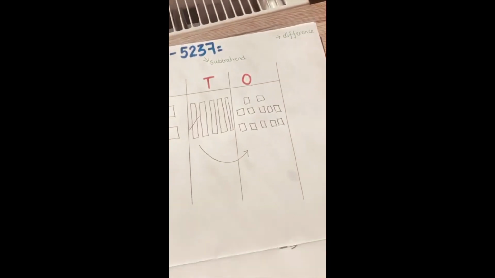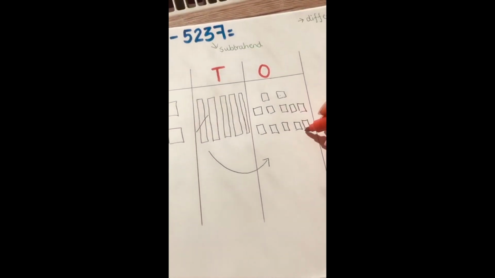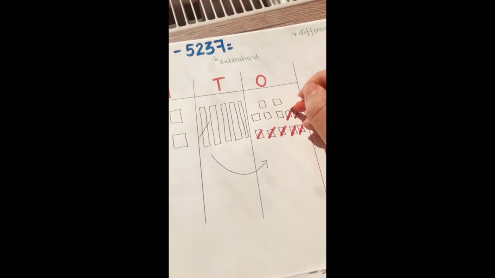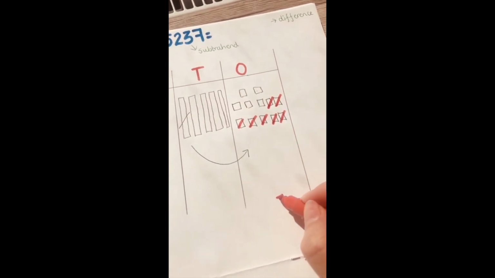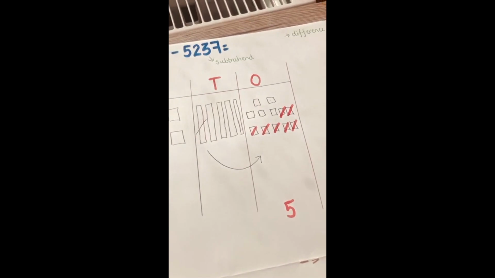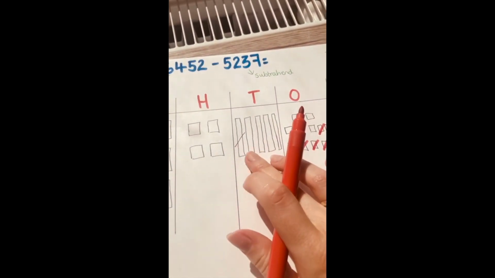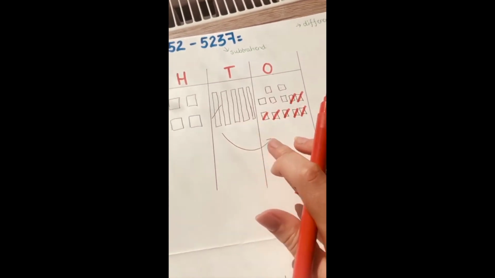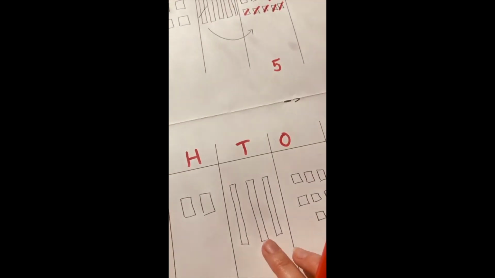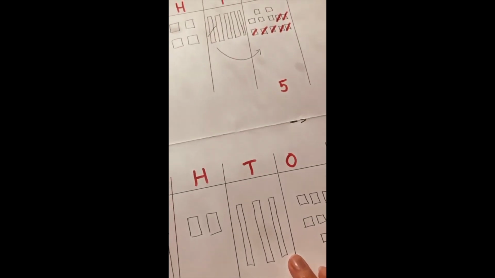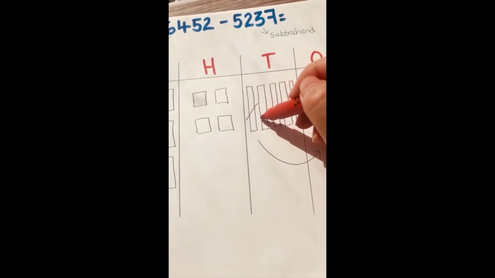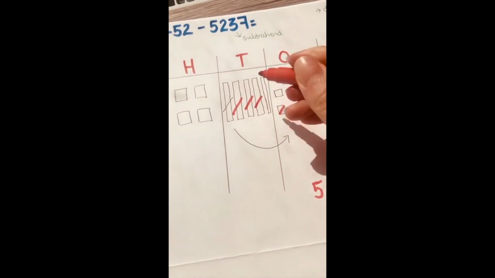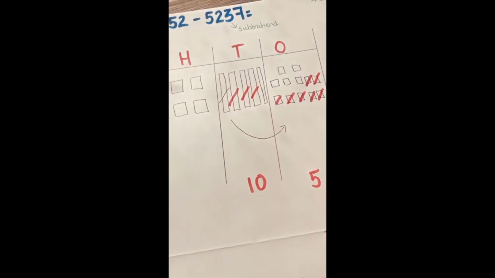So then I've got to do my 7, take it away. I've got to go 1, 2, 3, 4, 5, 6, 7. So I've got 5 left. Then I have a look into my tens column and I've got 10, 20, 30, 40 left. So 40 minus 10, 20, 30. So you take 30 away from up here. So take 10, 20, 30, and I've got 10 left.